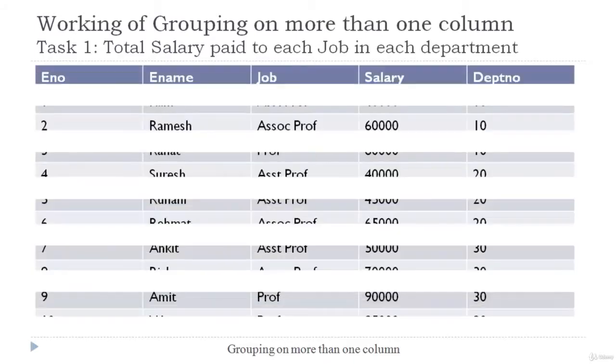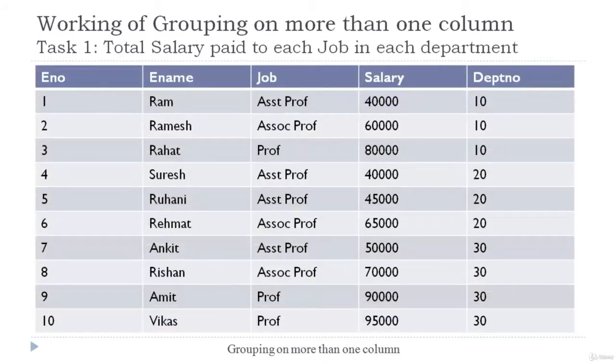To understand this concept, let us consider the given employee database having 5 columns: employee number, ename, job, salary and department number. And we wish to find the total salary paid to each job in each department. To perform this operation, only 3 columns, that is job, salary and department number, will play a role. So let's simplify this database by selecting only these 3 columns.